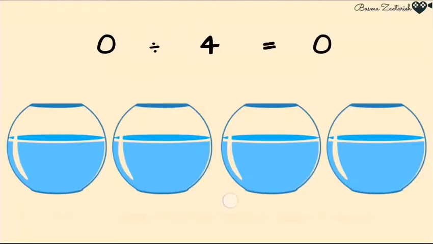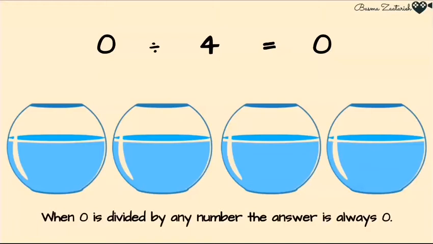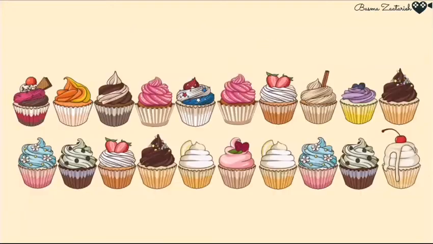Now, this is a small rule that says when 0 is divided by any number, the answer is always 0. For example, 0 divided by 2 is 0. 0 divided by 192 is 0. When 0 is divided by any number, the answer is always 0.